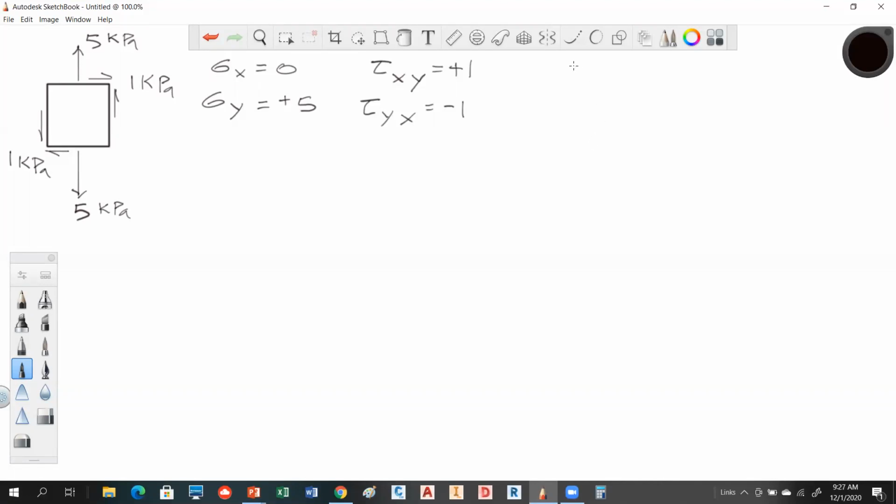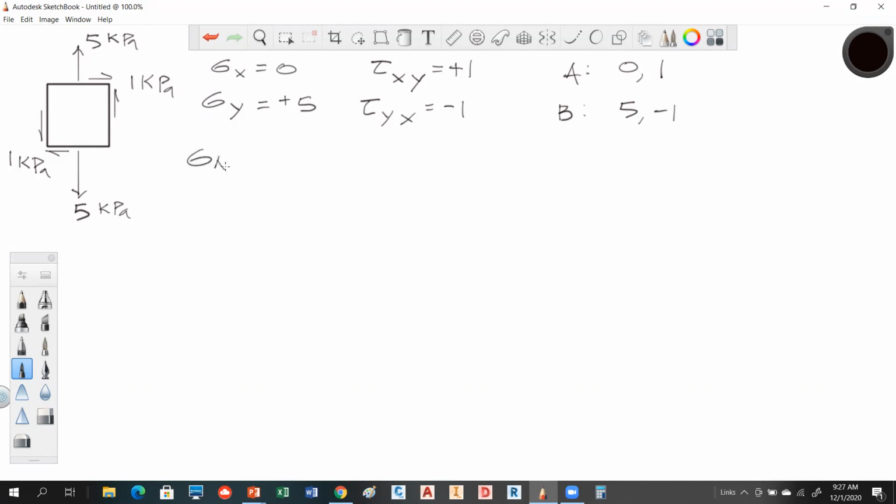Okay, so point A on your circle is this guy and this guy. So his coordinate would be 0, 1. Point B is this guy and this guy. So that's going to be 5, -1.